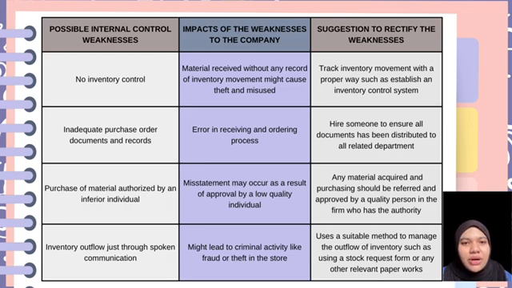Next, purchases authorized by unqualified individuals may lead to misstated or poor quality execution. This can be avoided by ensuring approvals come from the right authorized personnel. Lastly, inventory outflow through verbal communication can result in fraud or theft. To prevent this, use proper stock records or supporting documents to manage inventory movement. This suggestion aims to strengthen internal control and reduce the risk of losses or errors.